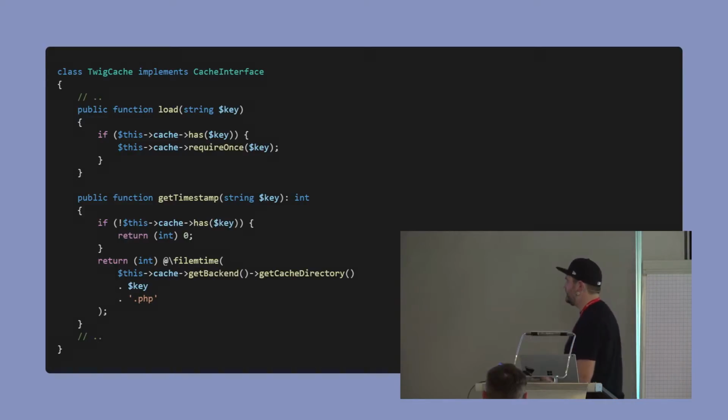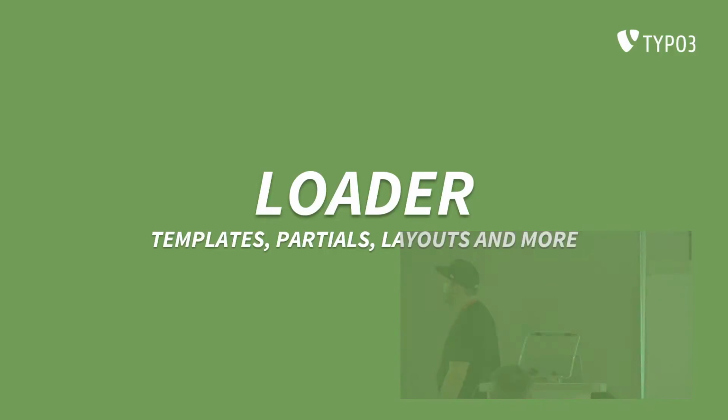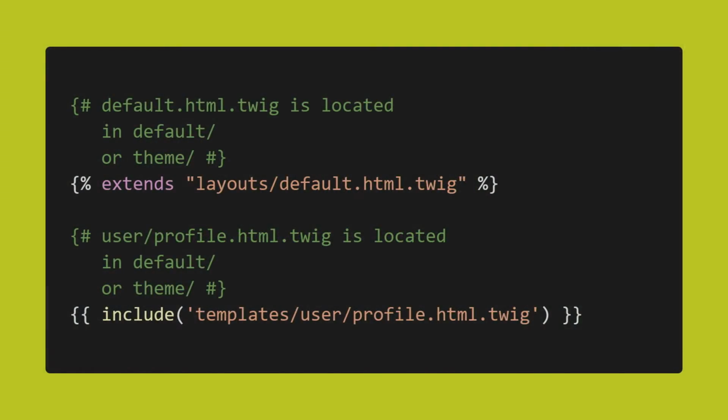What we are now missing is the loader. The loader is responsible for how templates are resolved, where templates are stored, and all that kind of stuff. And I will explain what would be necessary to make Twig work more like TYPO3. This is what most of you have seen in Twig: the normal extends and includes. You can see we got two examples here, one for an extend, one for an include, and it always looks up the full file path, including the file extensions that we are not using in TYPO3.